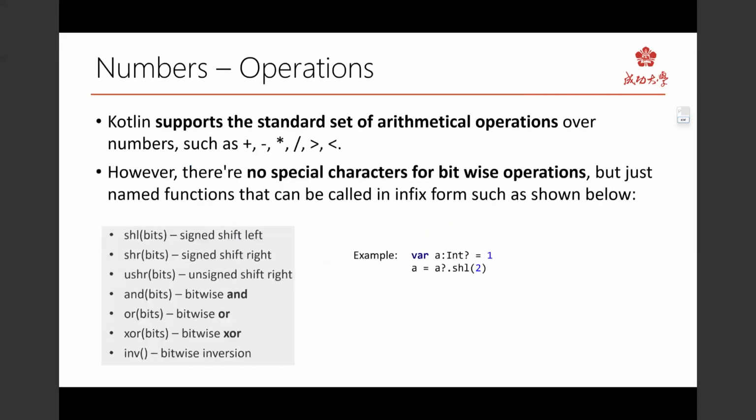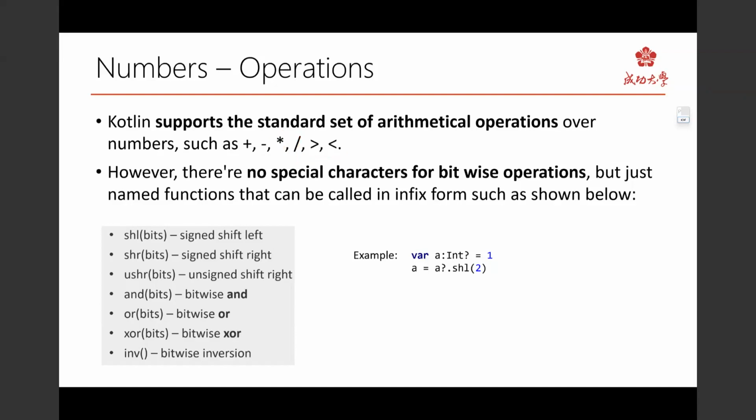And how about the numerical operators? So Kotlin basically supports the same standard set of arithmetical operators over numbers, such as plus, minus, and the star sign over here means multiplication, and slash means division, and comparison operators: greater than, smaller than, greater than or equal to, smaller than or equal to. They all work the same way as other programming languages, such as C++ and Java, okay?